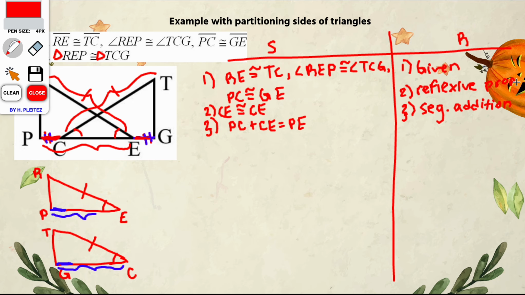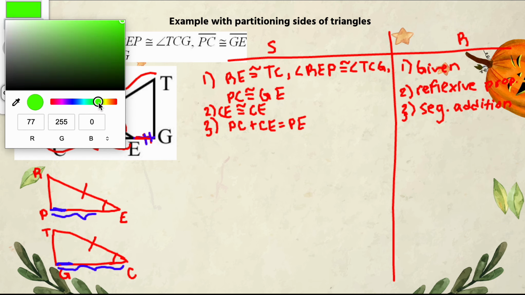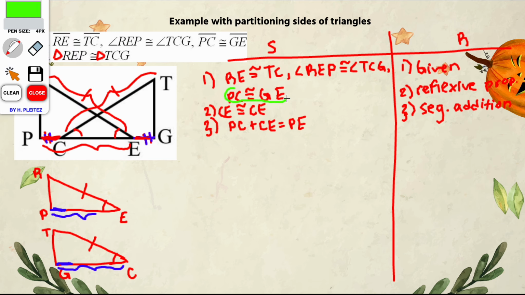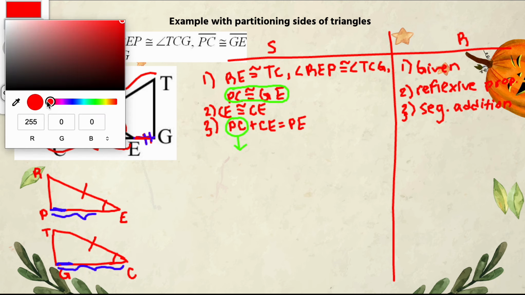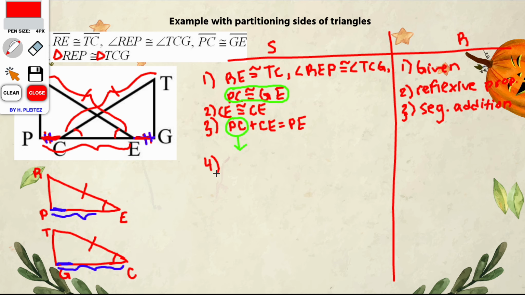Okay, now after we've used segment addition, we want to see if we can use substitution to swap anything out. So this is the only thing right now that's going to help me. So PC, I'm going to take that and I'm physically going to swap it out for what it is congruent to. So I'm going to rewrite this equation as GE plus CE equals PE. And again, we just swapped that one piece of info out, so that is substitution.